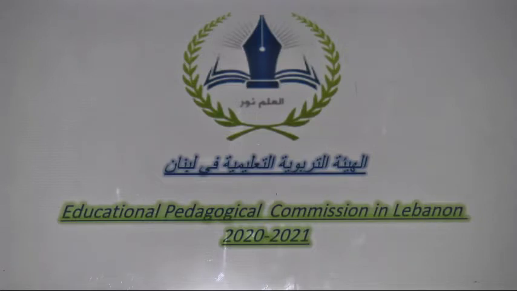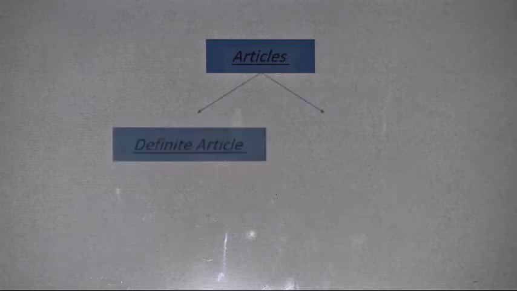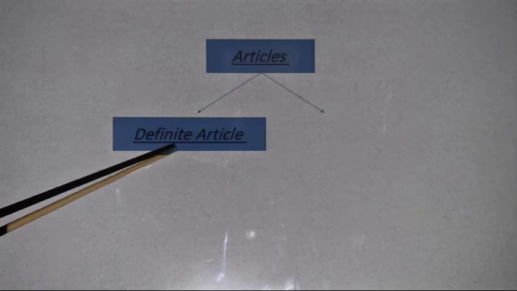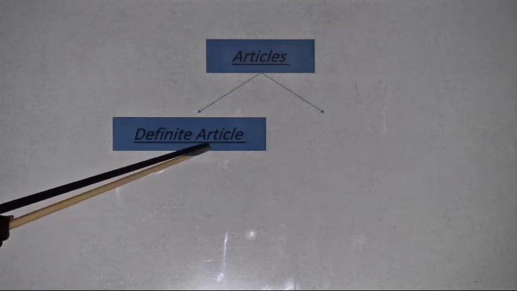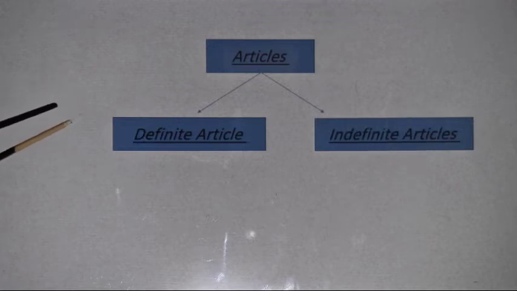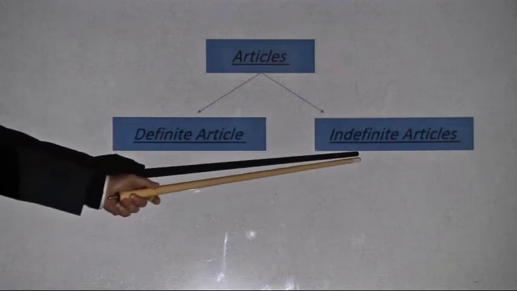وبسم الله نبدأ. Today our lesson about the articles. What do you mean of articles? Articles هي الأدوات، أدوات التنكير والتعريف في اللغة الإنجليزية. We have two kinds of articles. نوعين من الأدوات. First one, the definite article. أدوات التعريف. And the second, الثاني, indefinite articles.